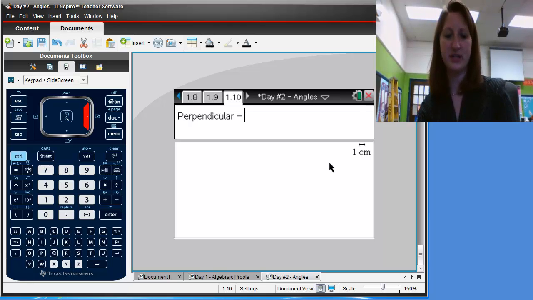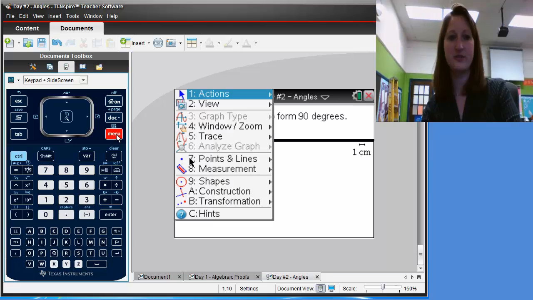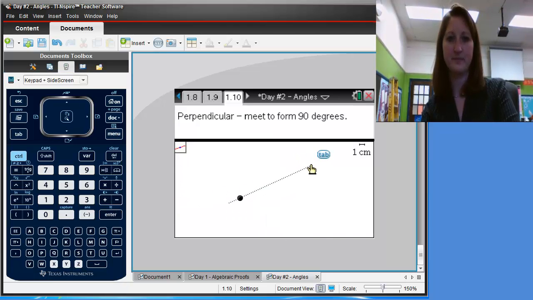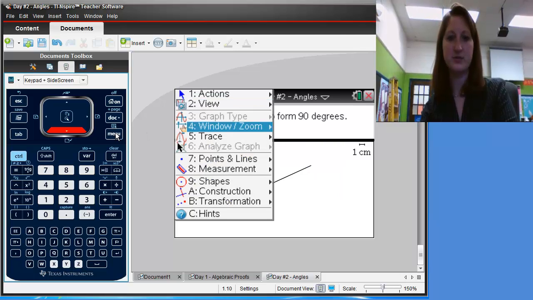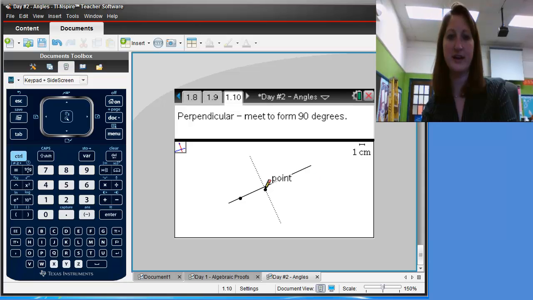Perpendicular. Whenever you see perpendicular, it means that things meet to form 90 degrees. Alright, so if we start off with a line, and then we go to our construction menu, we can construct something perpendicular to that line, and then just move it wherever you want it to go.